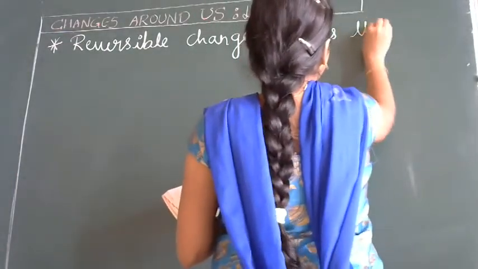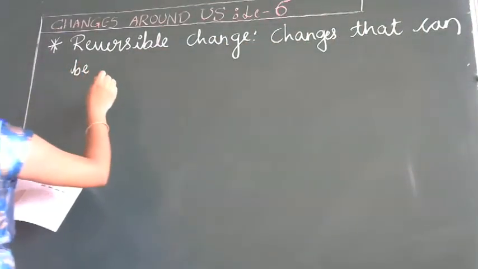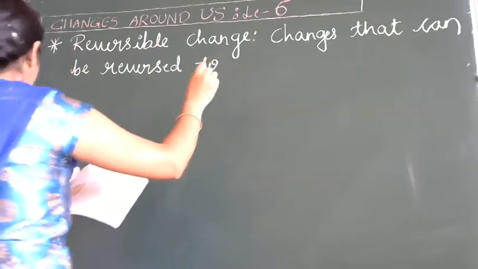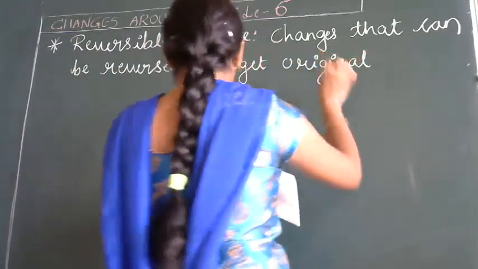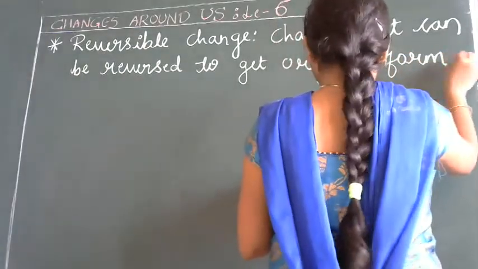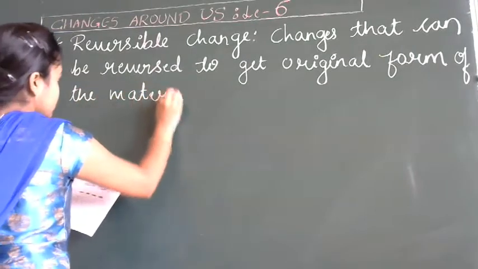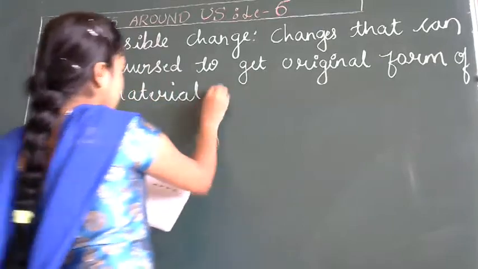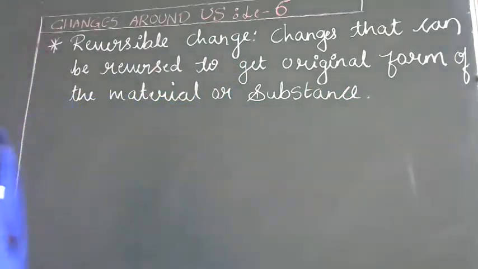Changes that can be reversed to get the original form of the material or the substance, they are called reversible changes.